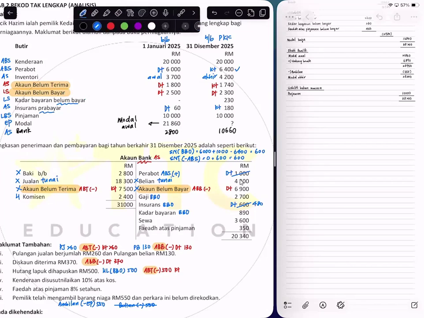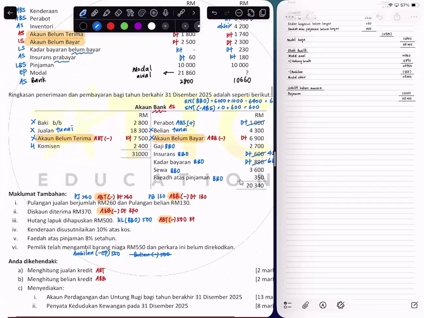Klasifikasi LS. LS Baki BB, credit. Baki HB, debit. Kadar bayaran belanja, debit. And there's only one in debit, one in credit. Okay. Obviously, debit is higher, right? So take the debit minus the credit. It will be 660. Okay, then sewa also belanja, but we can't see any pelarasan. Faedah atas pinjaman, yes, also belanja, also no pelarasan yet. Okay, then the last part, maklumat tambahan here.